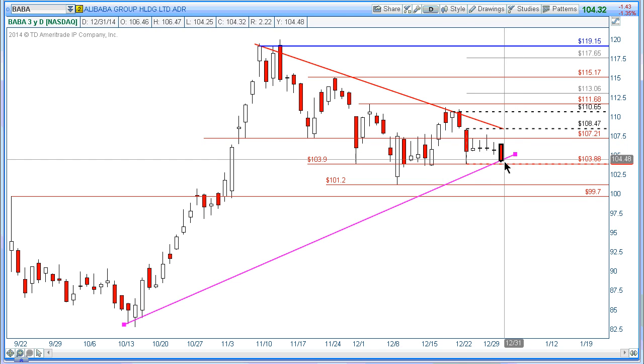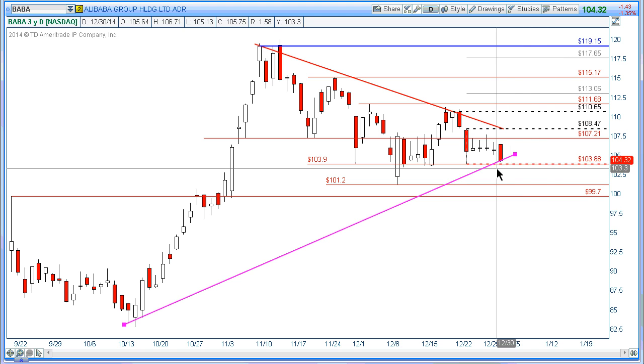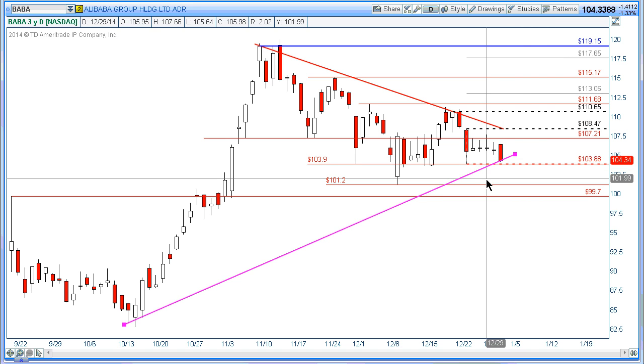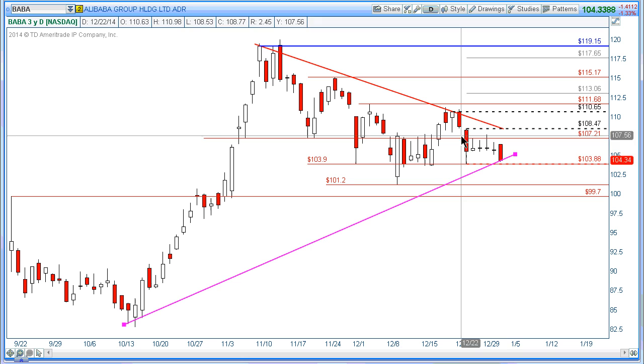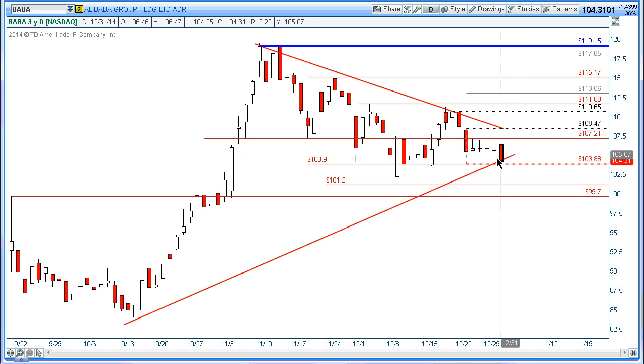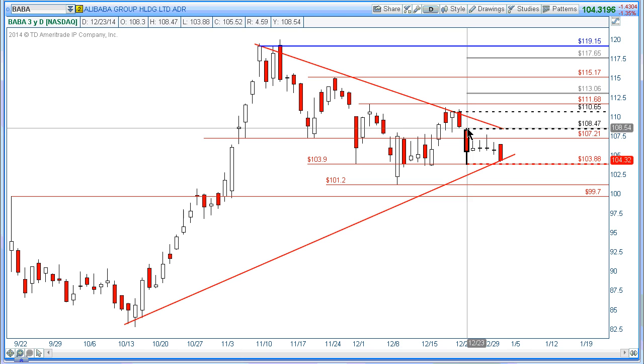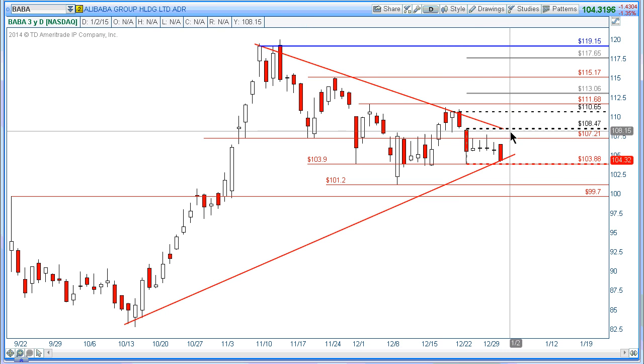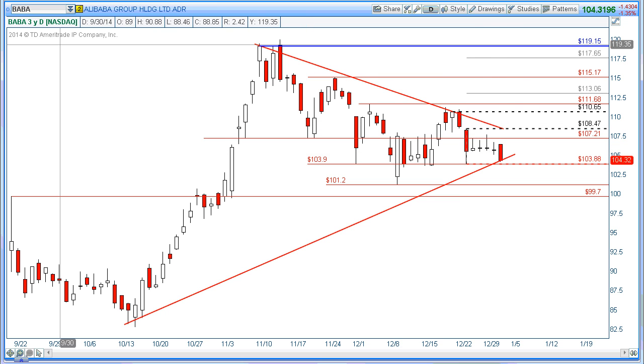So again, if it breaks below this 103.88, then all bets are off on the swing long. So right now we're still keeping a watch on that, but it's not really positive here. So definitely want to see if it could break above this declining trend line. I think that's the key here.